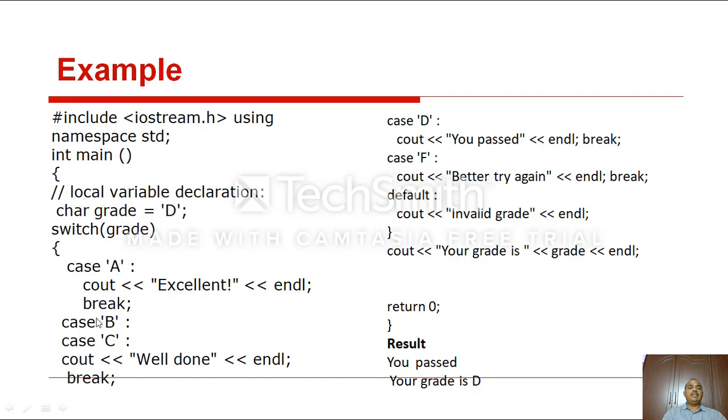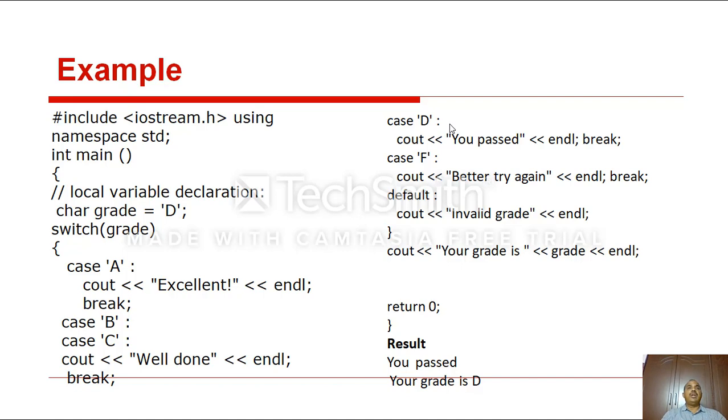Then the next one: is the case value equal to the grade value? Yes or no? No. Then case C: is the value equal to the grade value? No. Then the next one, case D: is the value equal to the grade value? Both are equal, so do something. Here after case, the value follows, then a colon, then the statement.